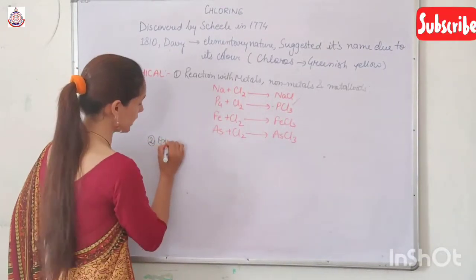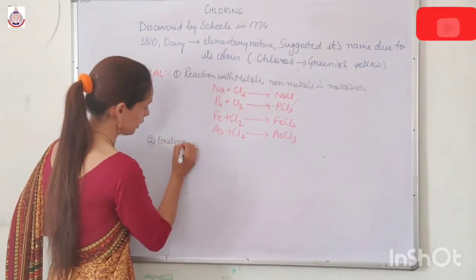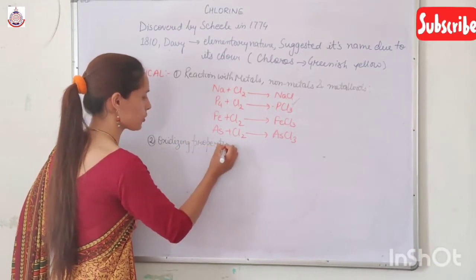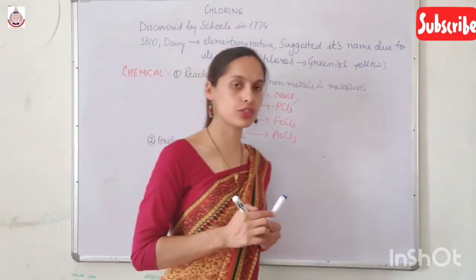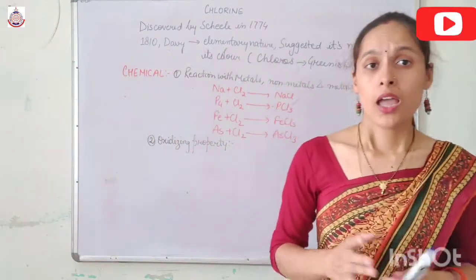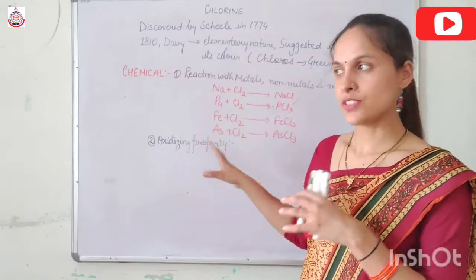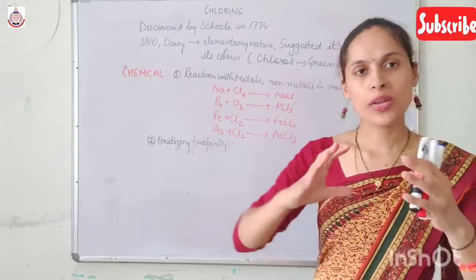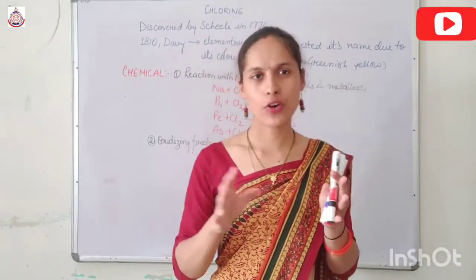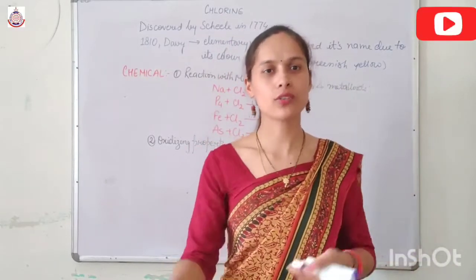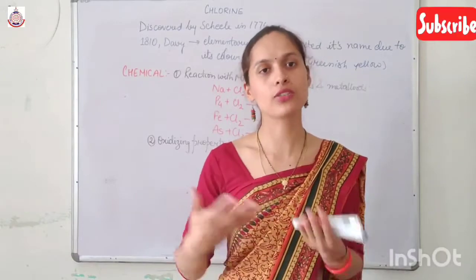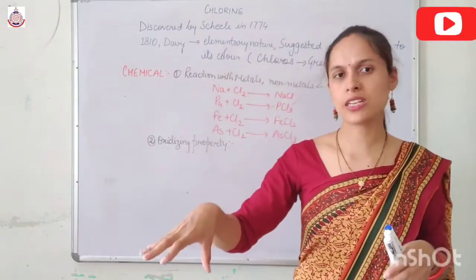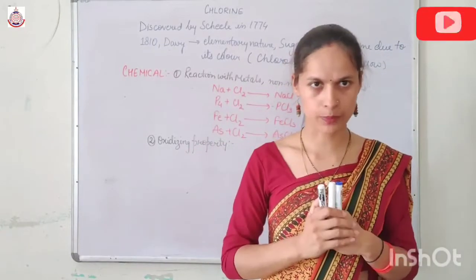Now, the next property is the oxidizing property. How does chlorine show oxidizing property? In our physical properties, we have studied that chlorine is highly soluble in water. So when chlorine dissolves in water, it forms chlorine water. Just like when sugar dissolves in water, it becomes sugar solution, and salt dissolves in water to form salt solution. Similarly, when we dissolve chlorine in water, we get chlorine water.